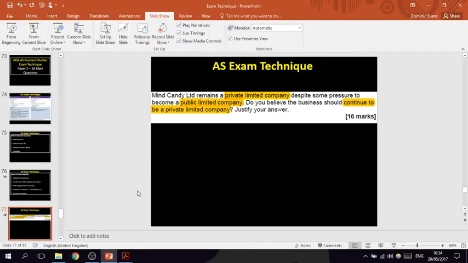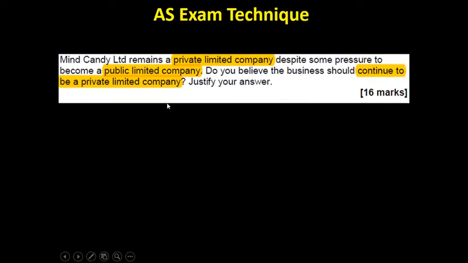So the question that I'd like to look at is this question here. It's from the 2016 paper 2. This business, Mind Candy, remains a private limited company despite some pressure to become public limited. Do you believe the business should continue to be a private limited company? Justify your answer.